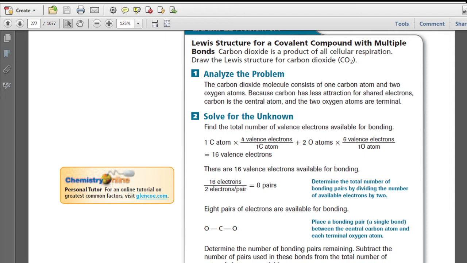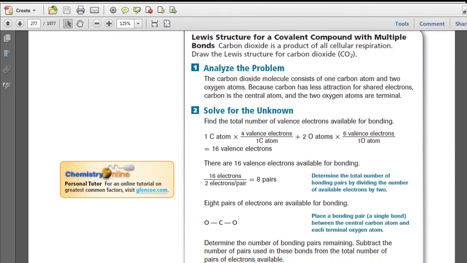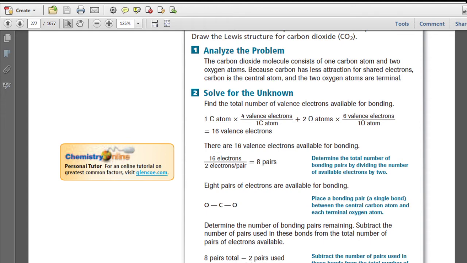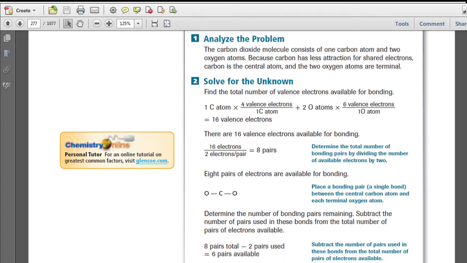We know that carbon is on the left side of that non-metal group, because it has the potential of 4 valence electrons. Chances are that it is going to be our central atom. But let's count up all of the potential electrons available for this molecule. We have 1 carbon atom, and each carbon atom has 4 electrons, and we have 2 oxygen atoms, and each of those has a potential of 6 valence electrons, for a total of 16 valence electrons in this molecule.